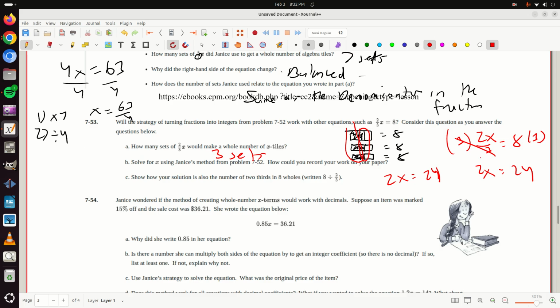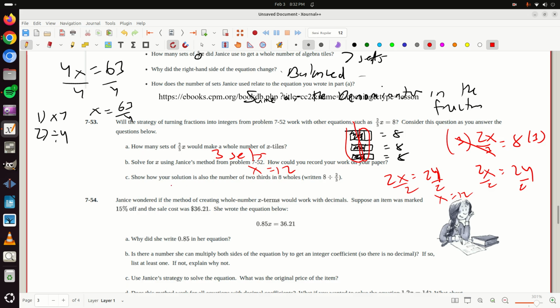Solve for x using this method. Well, if we divide by 2, x would equal 12. And then show how your solution is also the number of 2/3 in 8, written 8 divided by 2/3. I guess 12 2/3 is the same as 24 1/3, which can be regrouped into 8 wholes.